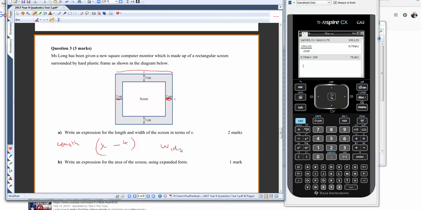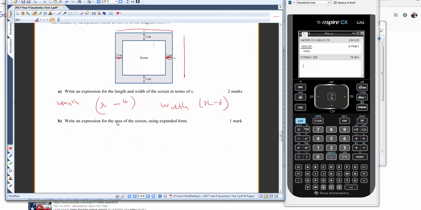Then the width, same deal, it's down here. So we're going to do x, and we're going to take 3 and take 3, so it's going to be x take 6. So we want to write an expression for the area of the screen using expanded form. So the area will be x take 4, x take 6, which is x squared take 4x, take 6x plus 24, x squared take 10x plus 24.